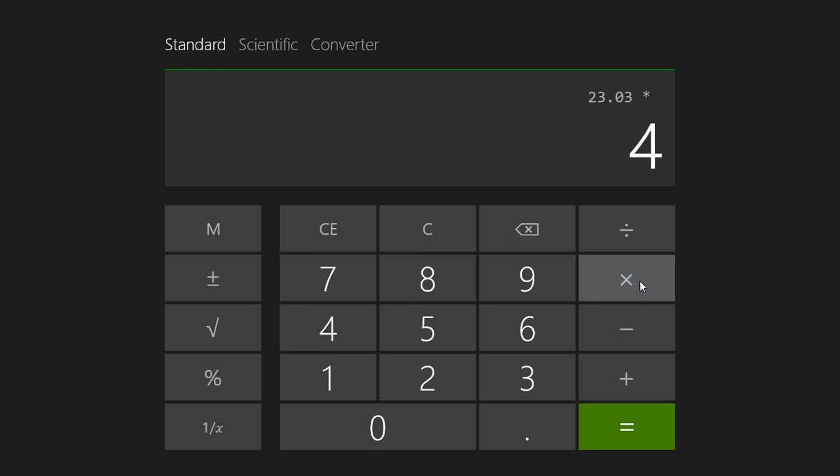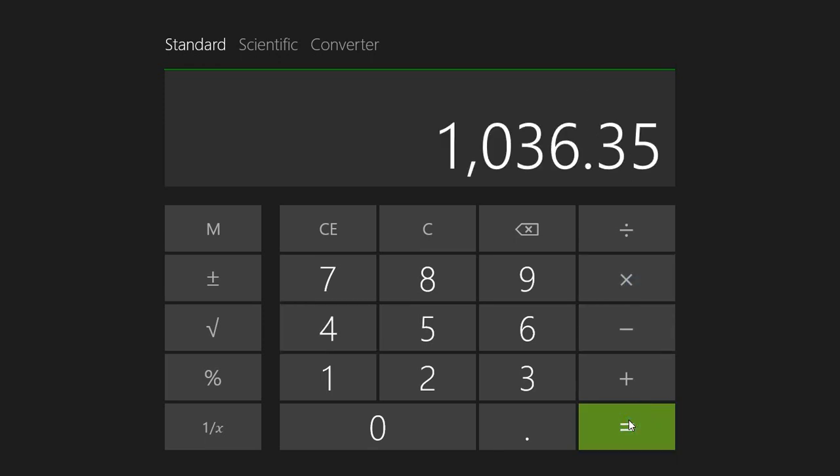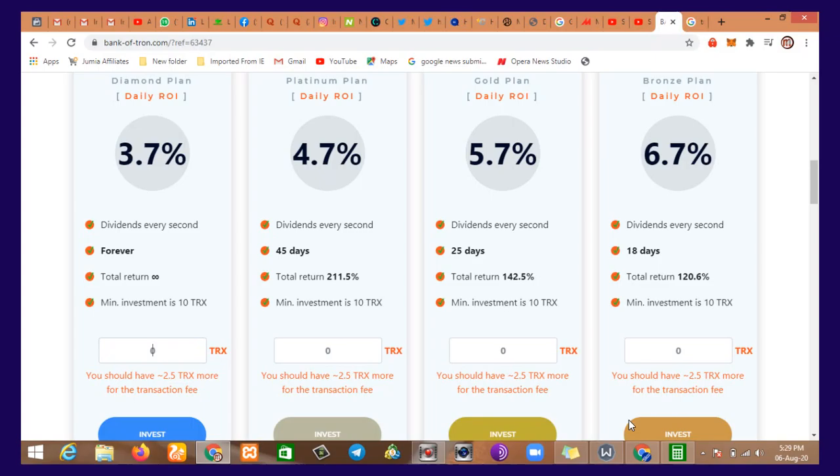Then you're going to multiply that by 45. Of course, it's going to run for 45 days. So you're going to get $1,336. So you are getting a multiple of your money, and even with some change. Okay, that's what you are going to get if you invest into the second plan. Let's check the third one.